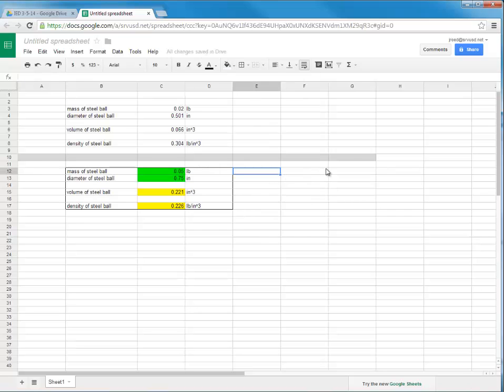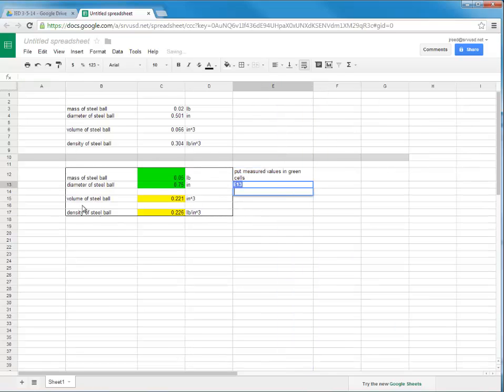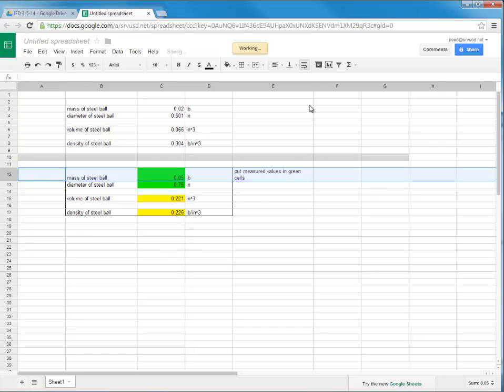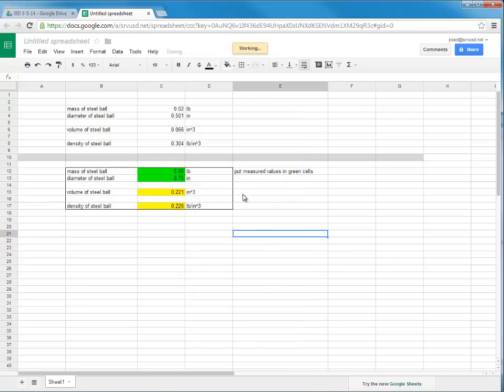So we could put a little note here, put measured values in green cells. Oops. Let me just take that out and make this back to where it was. Need to make this one a little bigger. Okay. And then calculated values are in yellow cells. And I've got basically a density calculator at this point.